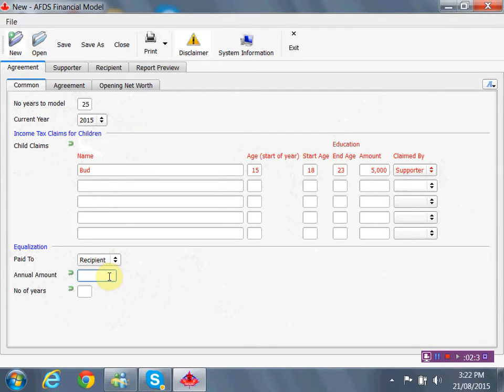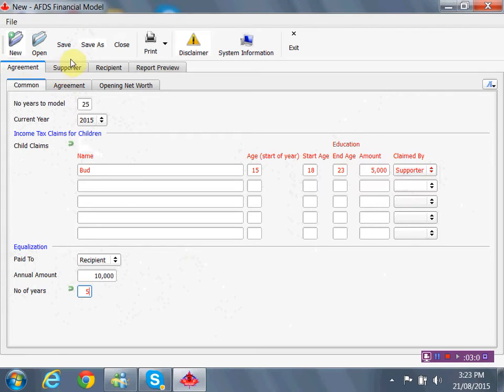You could pick, which oftentimes it's a lump sum, so let's say it's $50,000 paid in year 1 or year 2, and that would show up. If, on the other hand, this annual amount is going to be paid over a period of time, maybe you put in $10,000 and it's being paid over 5 years. So $10,000 would be received every year for the next 5 years.